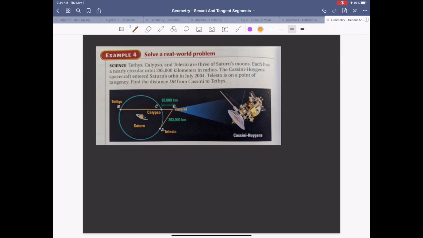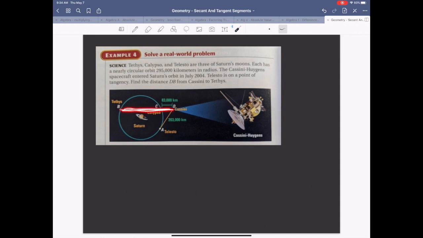So here's an example. Tethys, Calypso, and Telesto are 3 of Saturn's moons. Each has a nearly circular orbit, 295,000 kilometers in radius. The Cassini-Huygens spacecraft entered Saturn's orbit in July of 2004. Telesto is on a point of tangency. So again, a point of tangency right here. So you can see it's right on a tangent of that circle. Find the distance dB from Cassini to Tethys. So you're trying to find dB, which is this whole thing.